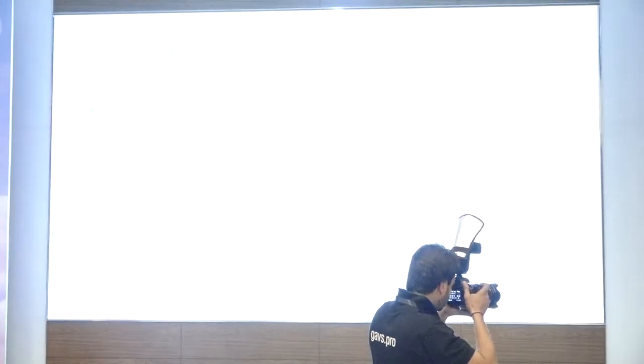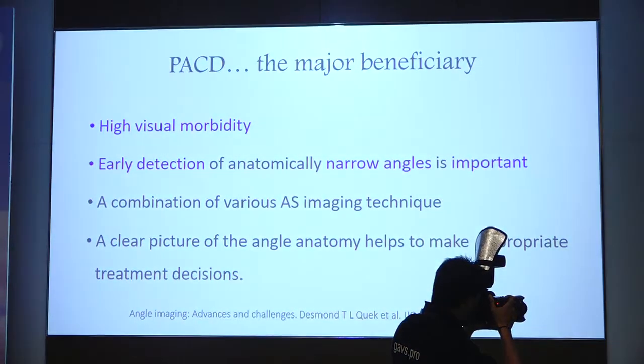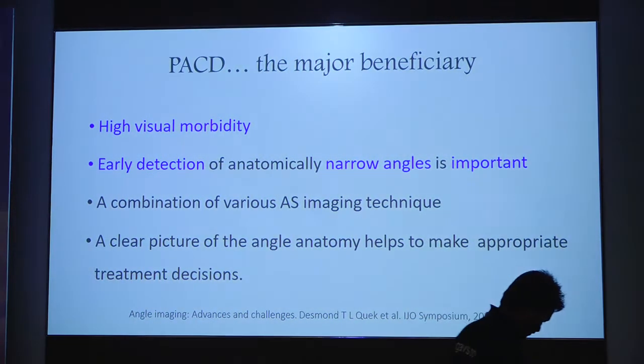So I will basically summarize whatever we had seen from the last 5 speakers. What is the current day status? The major beneficiary is definitely angle closure disease, which has high visual morbidity. We all know that early detection of anatomically narrow angles is important, because a combination of various anterior segment techniques gives us a clear picture of the anatomy that helps to make appropriate treatment decisions.